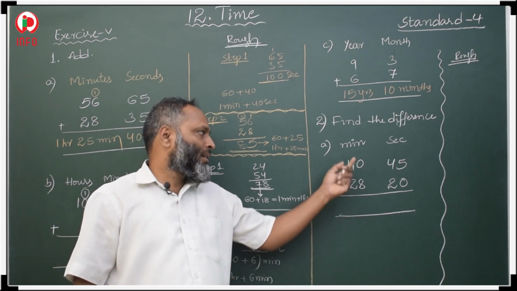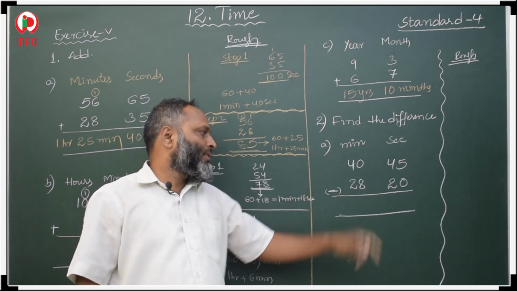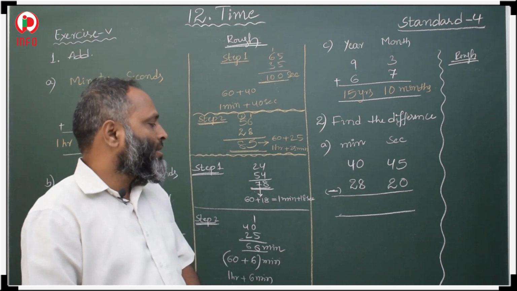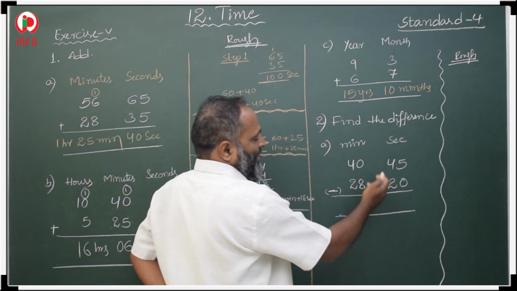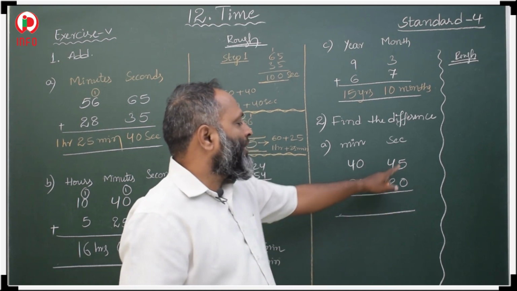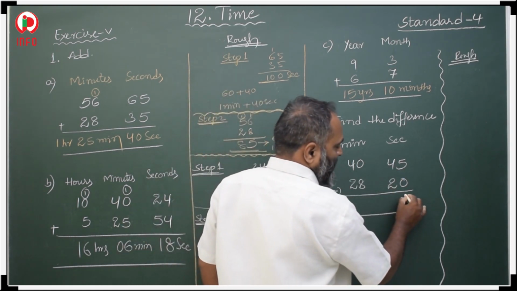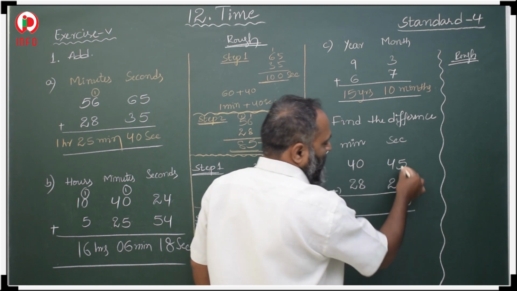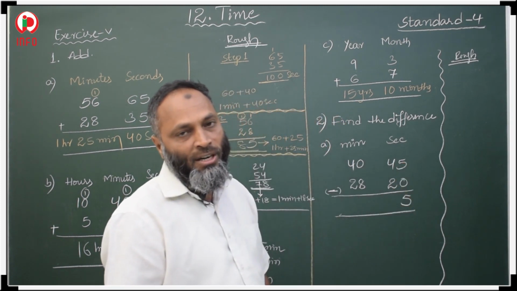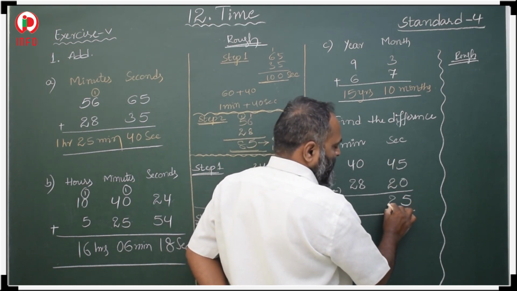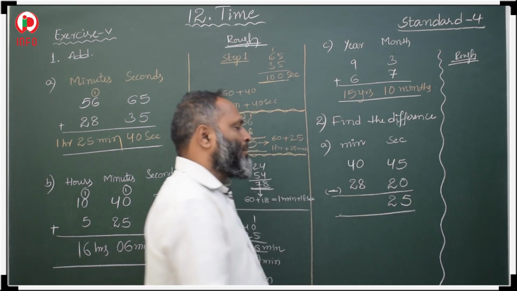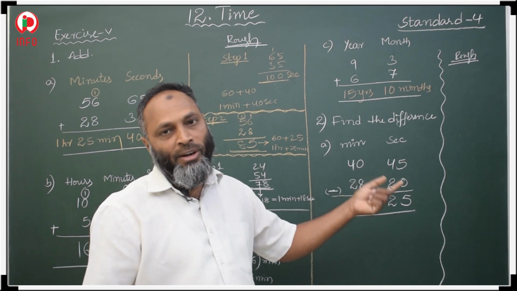Now, next. Here, find the difference. Difference means subtract. So, now, 45 seconds and 20 seconds. First, you subtract. 5 minus 0, 5. So, we can subtract. It's very easy because 45 is greater than 20. 4 minus 2 is 2. Here also, it is easy to subtract. So, no need to take borrow and nothing.